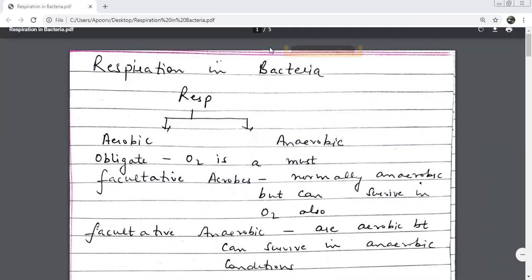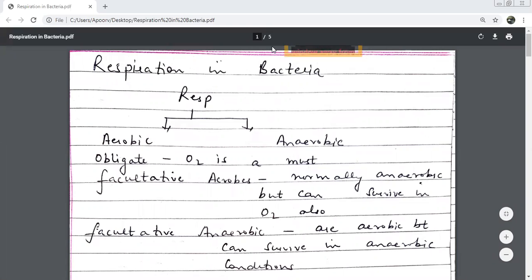Guess which are strictly aerobic and need oxygen. No, obligate anaerobes. We are talking about obligate anaerobes now. Guess which are strictly anaerobic. They will not be able to survive if oxygen is present. They are obligate anaerobes, meaning they compulsorily have to be in anaerobic conditions only. So they are known as obligate anaerobes.